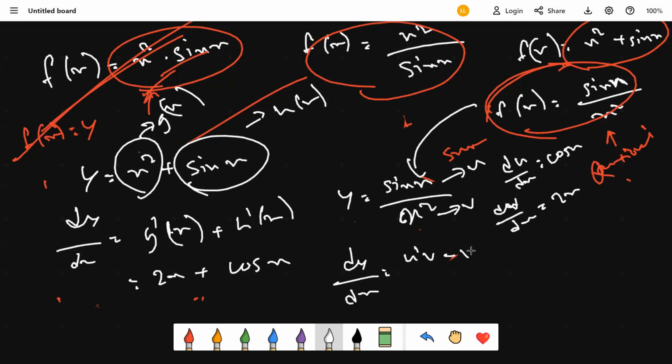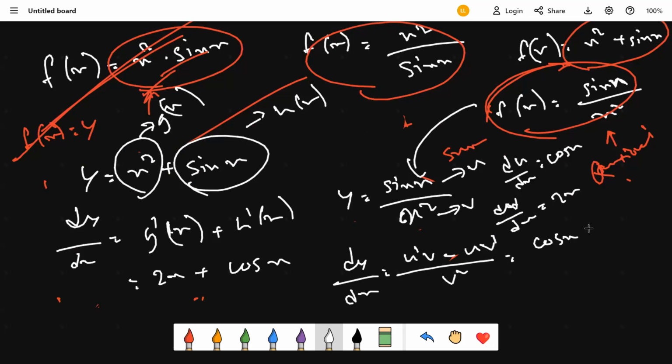u prime v minus v prime u, or you can write simply u v prime. Anything is suitable. You can place this v prime in front and u at the back, that's also correct. And finally divided by v square. So u prime is cos x. As I've mentioned earlier, we can write du by dx as u prime as well, and dv by dx as v prime. So that's the shortcut of writing.